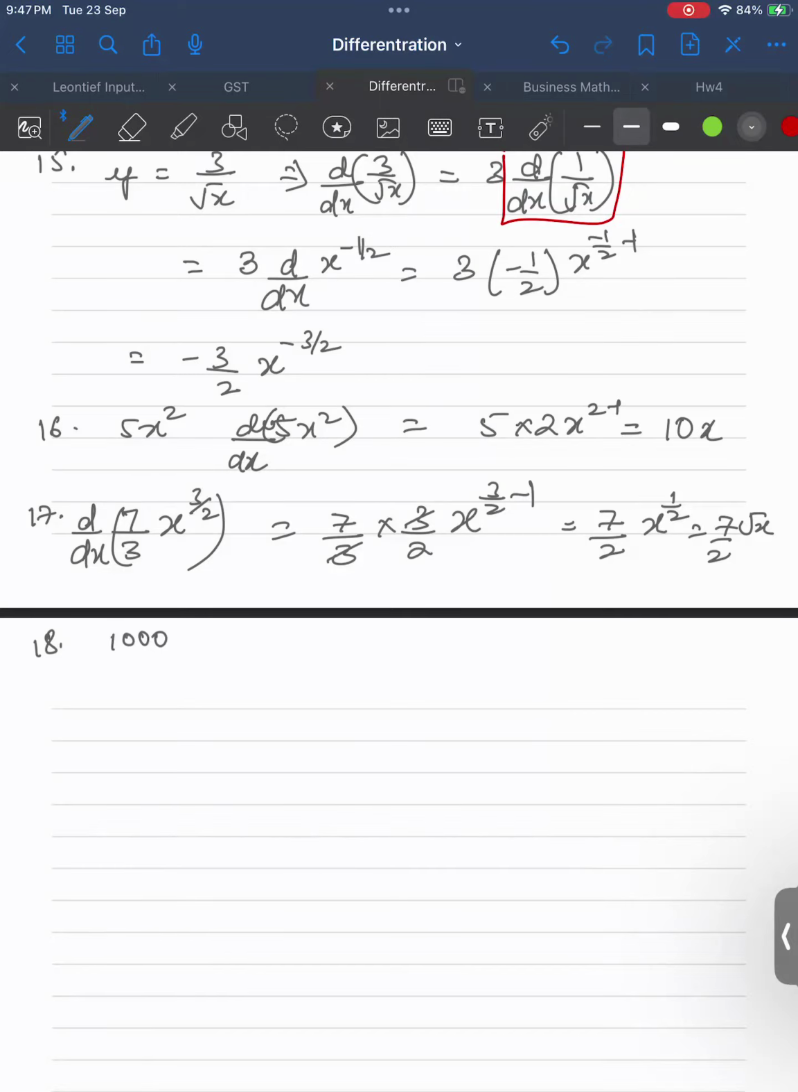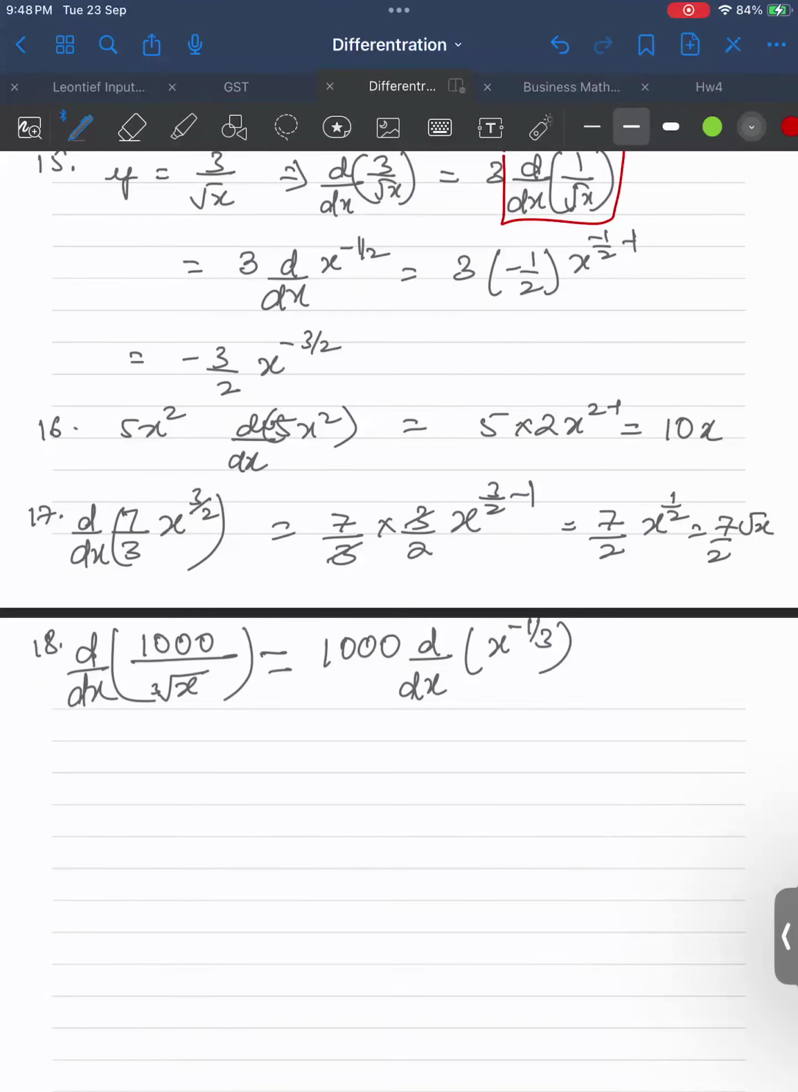1000 upon cube root of x. Let me write it again, 1000 upon the cube root of x. We have to differentiate this. What would it be? 1000 d by dx of x power minus 1 by 3, the cube root. 1000 times minus 1 by 3, and here 1 by 3 minus 1 comes out to be minus 4 by 3. So it is minus 1000 divided by 3, x power 4 upon 3.